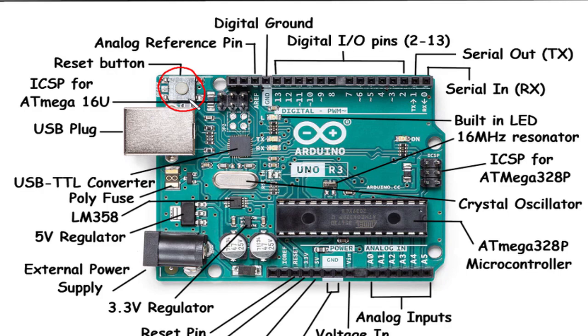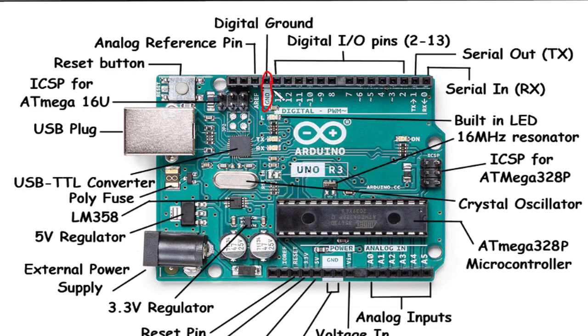Now, let's discuss the analog reference pin. The analog reference pin, labeled AREF, is used to provide a reference voltage for the analog to digital converter, ADC, on the board. By connecting a known reference voltage to this pin, you can accurately measure and convert analog signals into digital values.